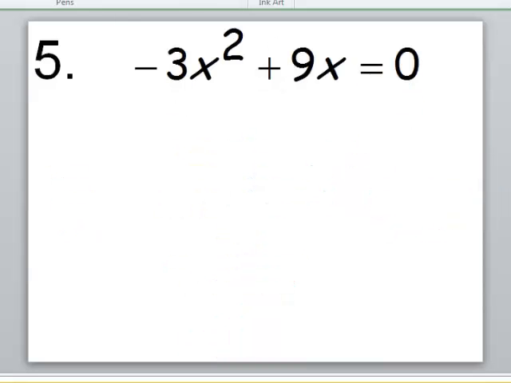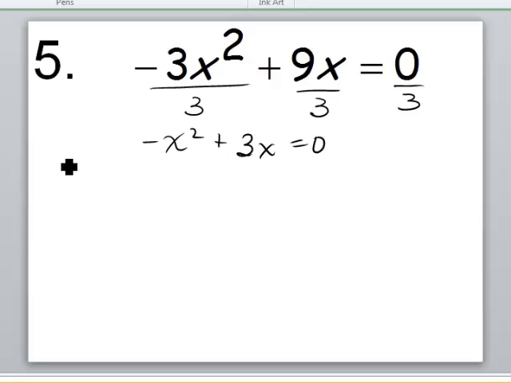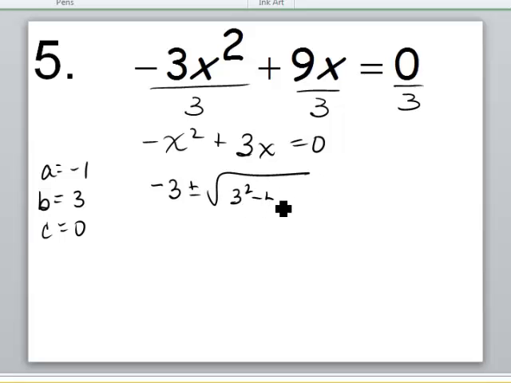Last example here, again, I like to have my x squared term positive. It's not in this case, but we could make it positive by dividing by negative 3. We'll go ahead and just leave it negative for right now. Now I'm getting negative x squared plus 3x equals 0. My a term is negative 1, my b is 3, and my c is 0. There is no constant term. So the formula says negative b, which would be negative 3, plus or minus the square root of b squared, which would be 3 squared, minus 4 times a times c, all over 2 times a.